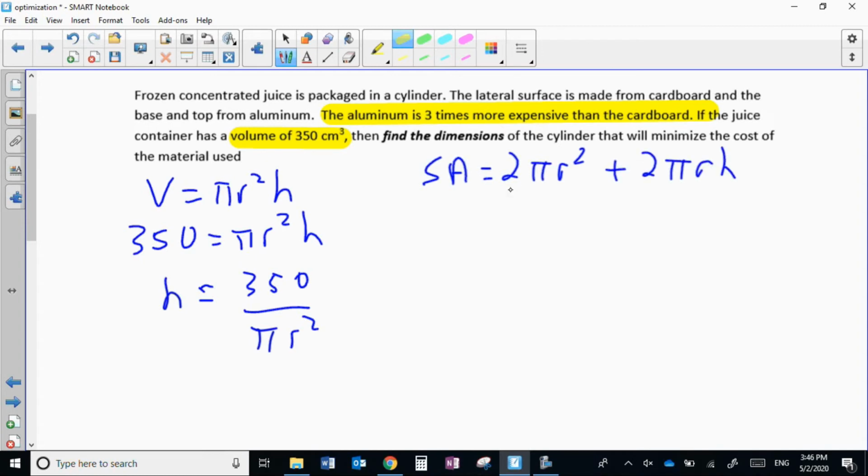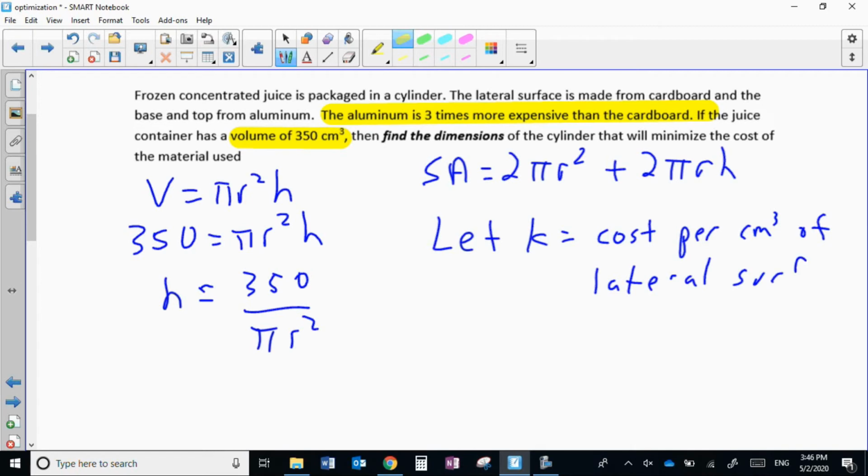But we know that this is a bit of a bigger value. So what we're going to do is introduce a constant. We're going to say let k equal the cost per centimeters cubed of the lateral surface, the cheaper surface. Now I'm using k. It is very common to use k in calculus when you really want people to realize something is a constant, because that matters when you take a derivative. So if that's our surface area formula, let's change it to a cost formula now. So the lateral surface is going to cost 2 pi r h times k.